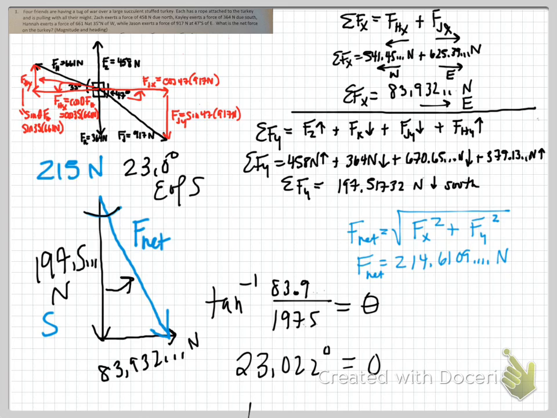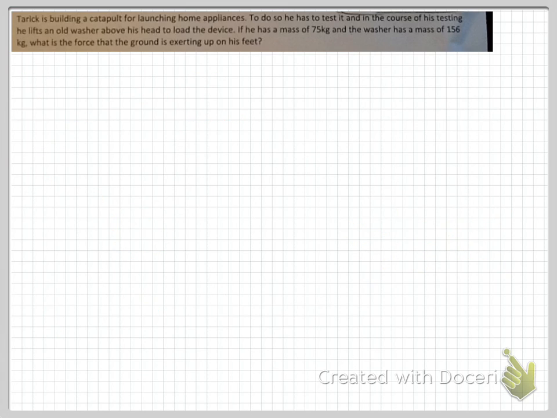You can, of course, use the complement if you've arranged your sum of forces on the x and the y differently. So your final answer is 215 newtons at 23 degrees east of south, or its complement. That's the net force. Okay, on to the next problem.